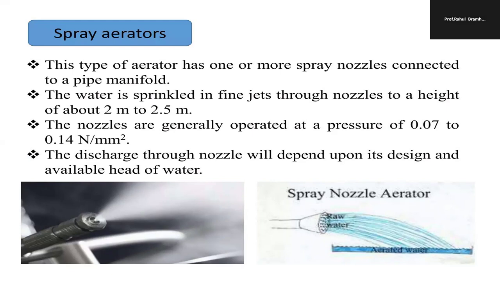There are some specifications for the nozzles: they are generally operated at a pressure of 0.07 to 0.14 Newton per mm square. The discharge through a nozzle depends upon its design and the available head of water. So these are the spray aerators. You can see in the picture the nozzles and the water sprayed from the spray aerator.